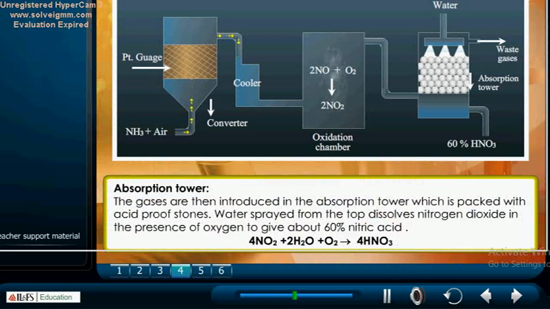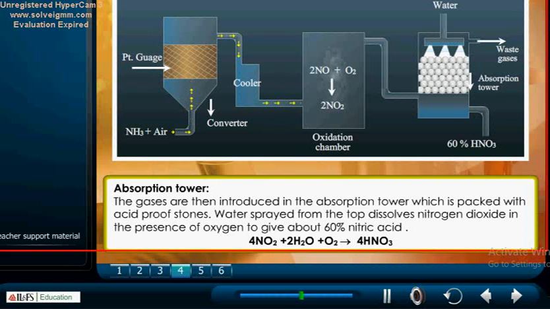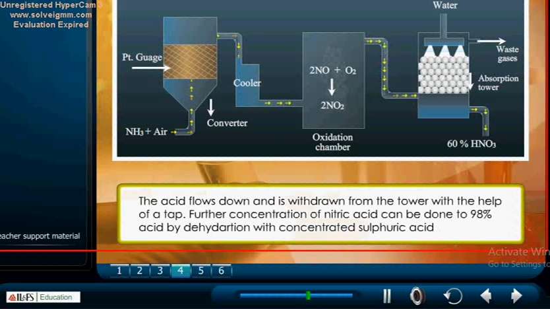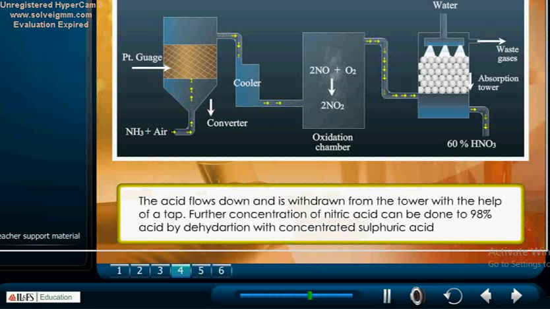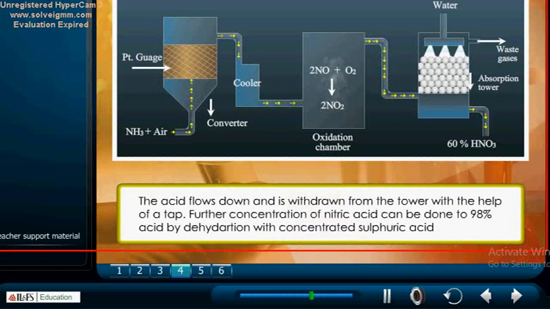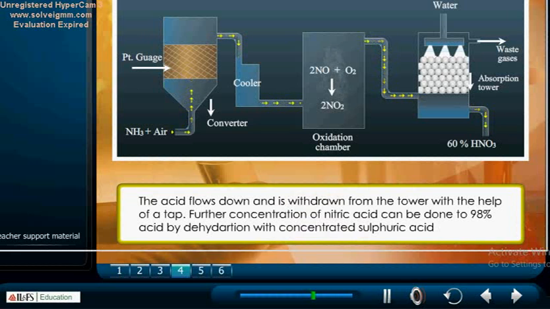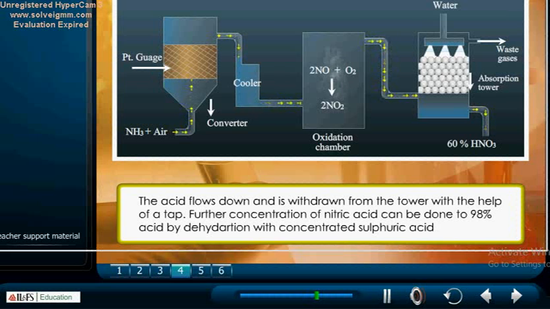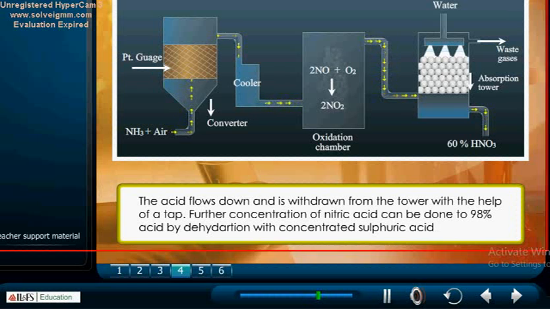Absorption tower. The gases are then introduced in the absorption tower, which is packed with acid-proof stones. Water sprayed from the top dissolves nitrogen dioxide in the presence of oxygen to give about 60% nitric acid. The acid flows down and is withdrawn from the tower with the help of a tap. Further, the nitric acid can be concentrated to 98% by dehydration with concentrated sulfuric acid.